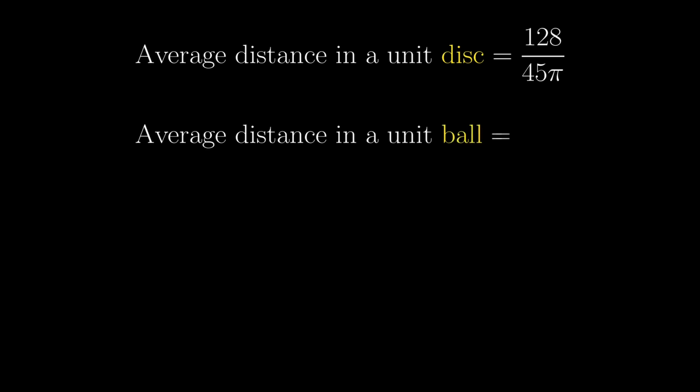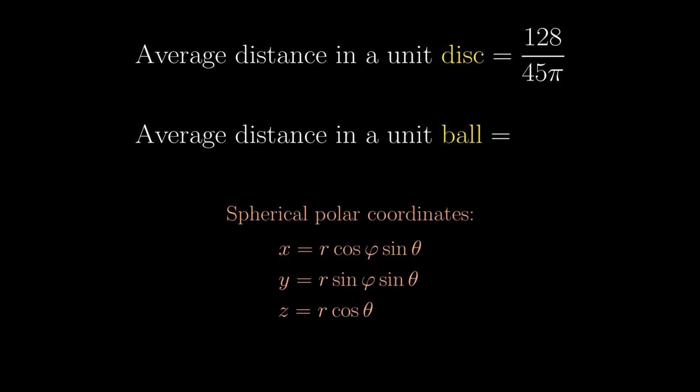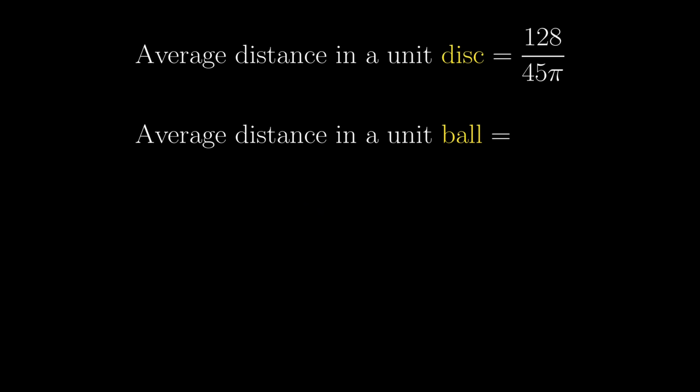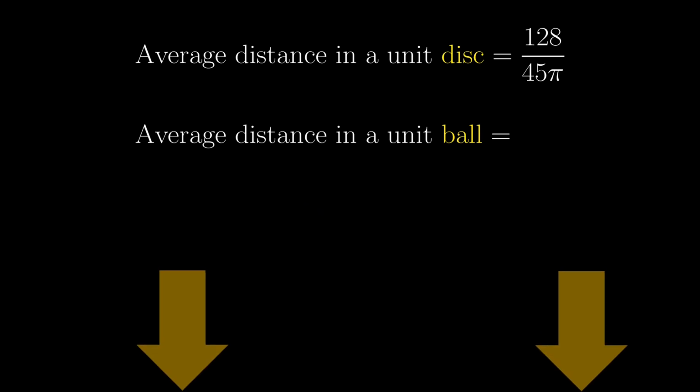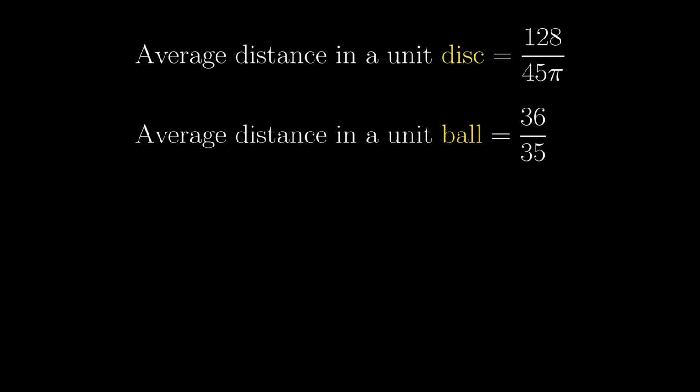What we have just done is the average distance in the unit disk, but what about in a unit ball? If you know spherical polars, I highly encourage you to repeat the exact same argument in this video as an exercise and leave the details in the comments. The answer you should get is 36 over 35.